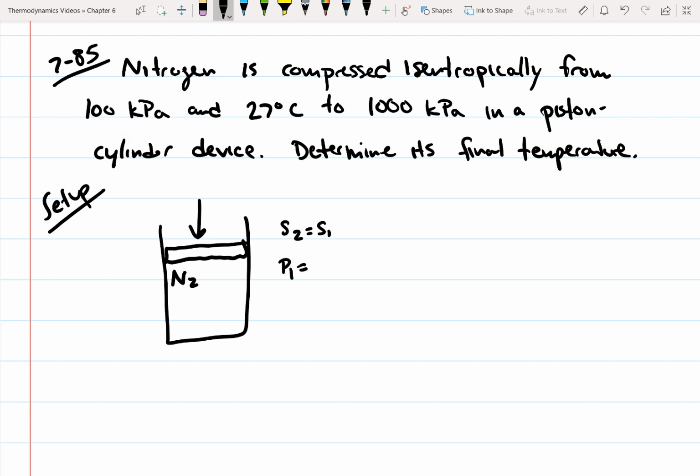So P1 is 100 kilopascals. T1 is 27 degrees Celsius. And then it tells us P2 is 1000 kilopascals. And T2 is what we're looking for, so I'm just going to put a question mark on that.